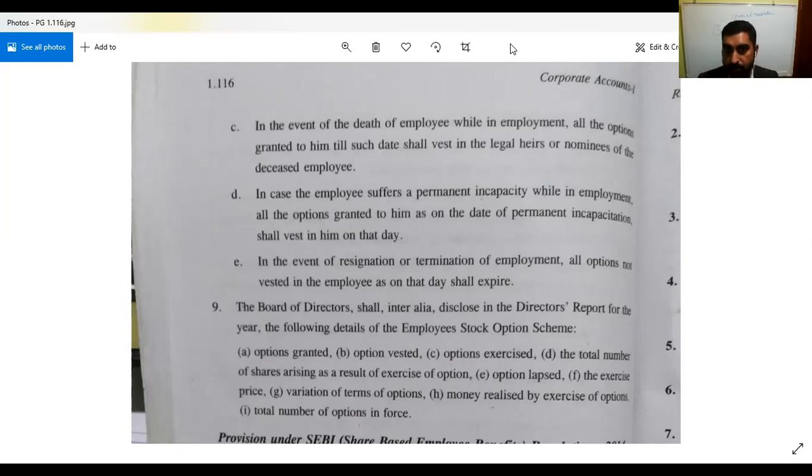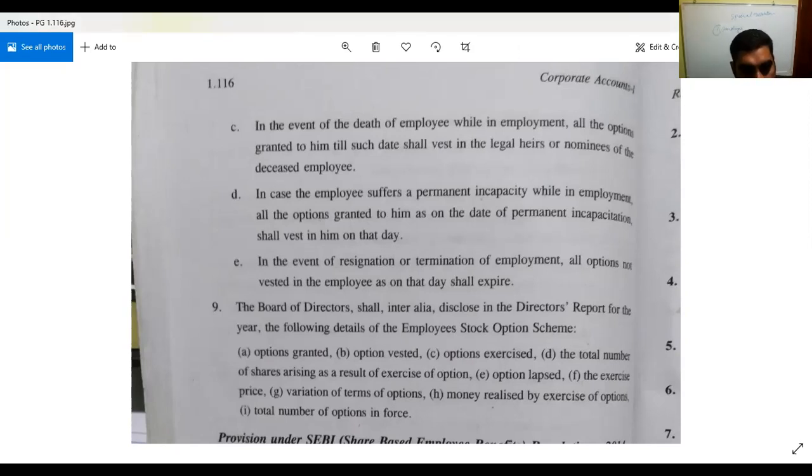സോ വാട്ട് ആർ ദി തിങ്സ്? ഓപ്ഷൻസ് ഗ്രാൻഡഡ്, options vested, options exercised, total number of shares arising as a result of such an exercising of the option, lapsed, waste ആക്കി കളഞ്ഞത്, then the exercise price എത്രയാണ്, കൺസെഷണൽ പ്രൈസ് കൊടുത്തിട്ടുണ്ടല്ലോ അത്, then variation of the terms of the options, money realized by the exercise of option, and total number of options in force.